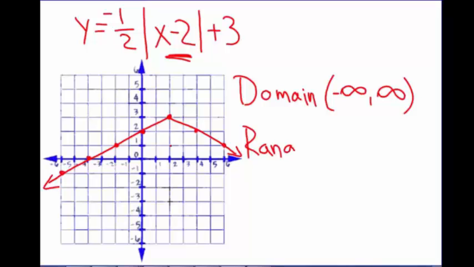Now the range here, we have that high point. We have that maximum spot. So that is at +3. And notice how it goes down forever. So our range would be from -infinity to positive 3, and we would include positive 3.